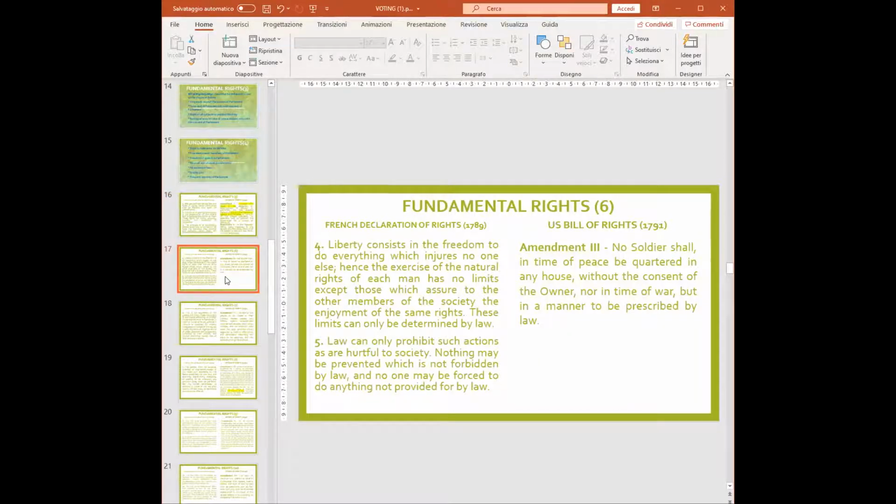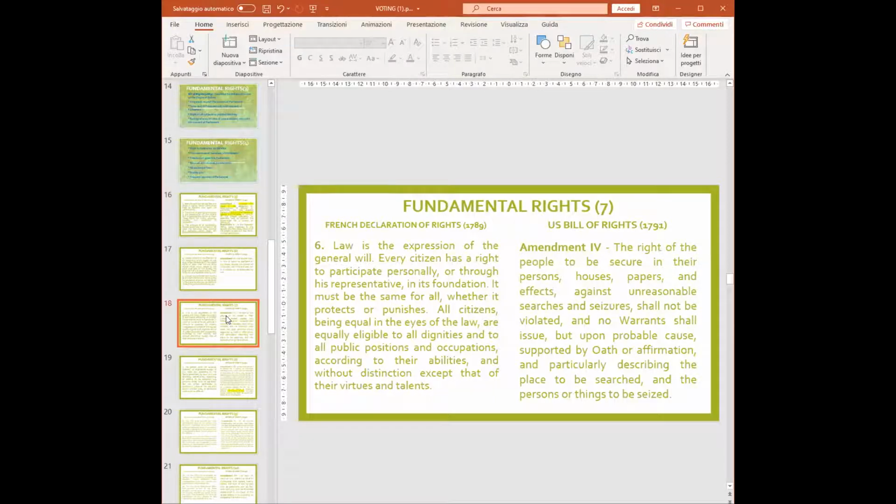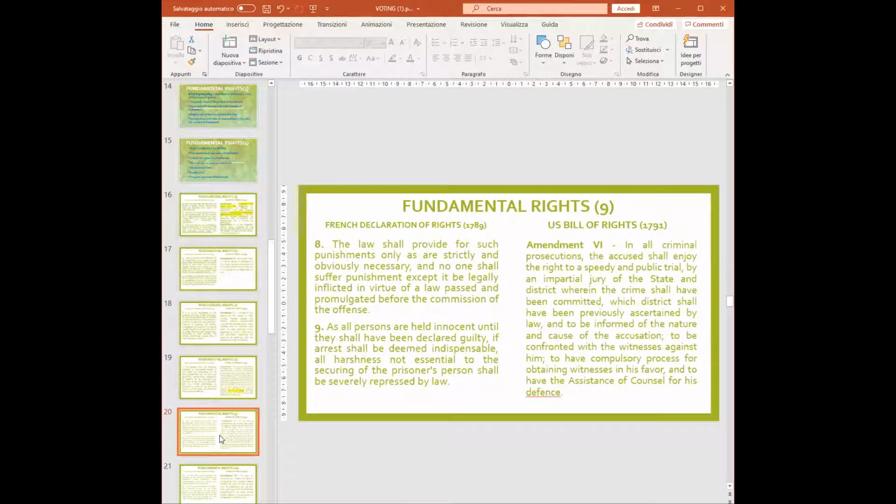We can skip the third amendment. Fourth amendment, we already mentioned, the protection against unreasonable searches and seizures. Fifth amendment we've seen. Sixth amendment is, in all criminal prosecution, the accused shall enjoy the right to a speedy and public trial. Now this again comes way back from Magna Charta, habeas corpus, Bill of Rights of 1689, and then becomes the Sixth Amendment.